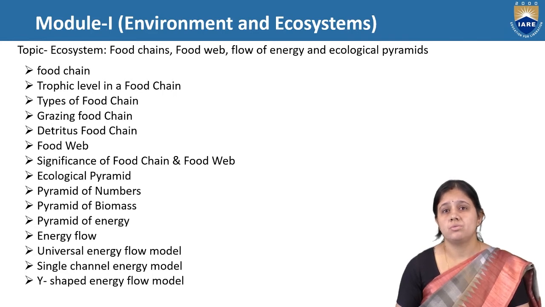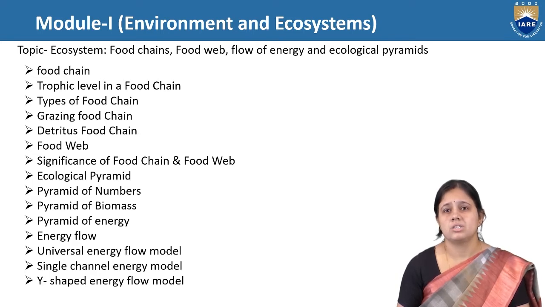the types of food chain, which consists of two kinds: the grazing food chain and the detritus food chain. Then we will discuss the food web and the significance of the food web and food chain. And then we will come to the ecological pyramid and the types of pyramid, like the pyramid of number, pyramid of biomass, pyramid of energy, then flow of energy and the types of energy flow model.